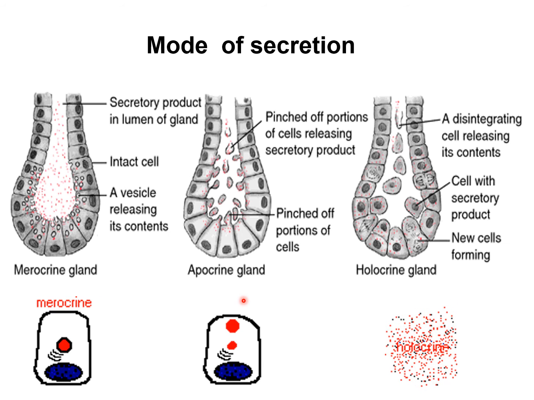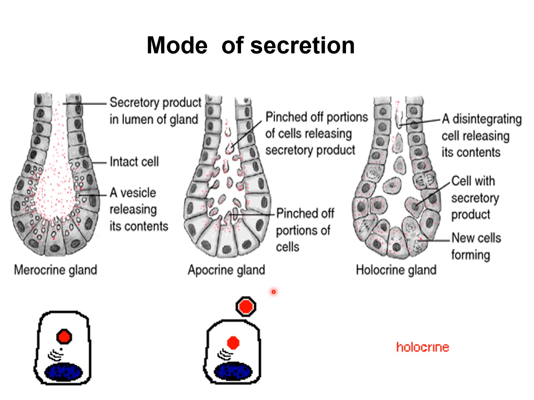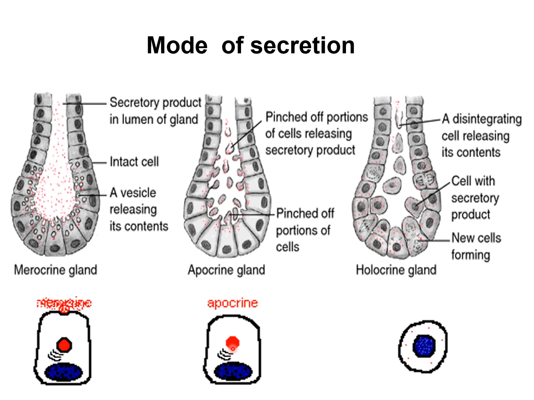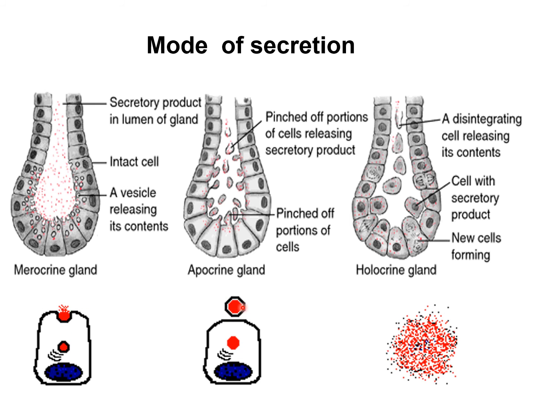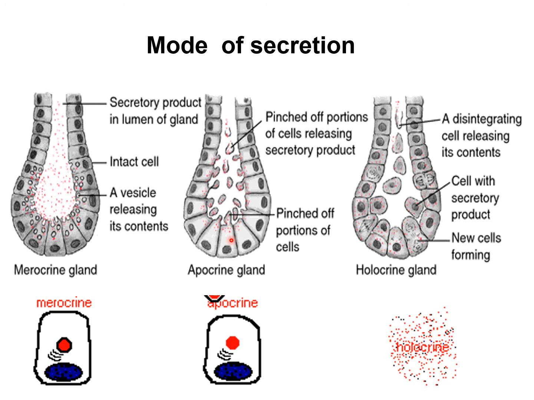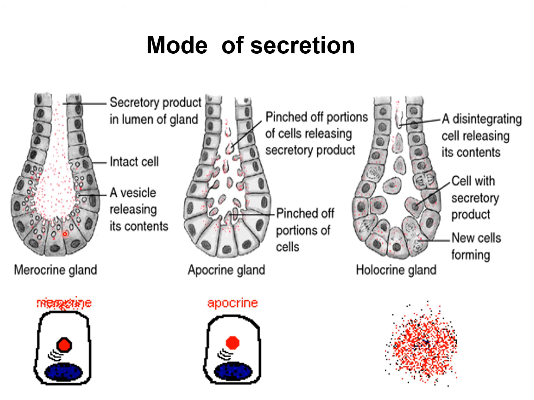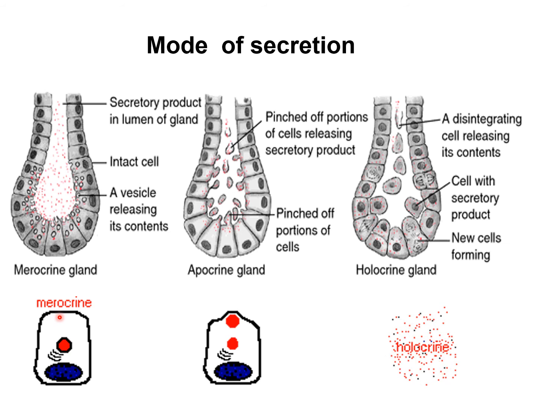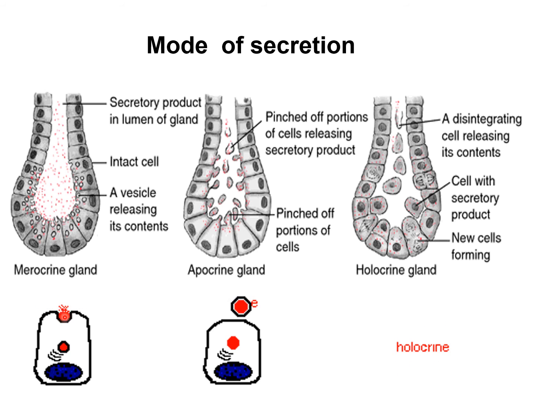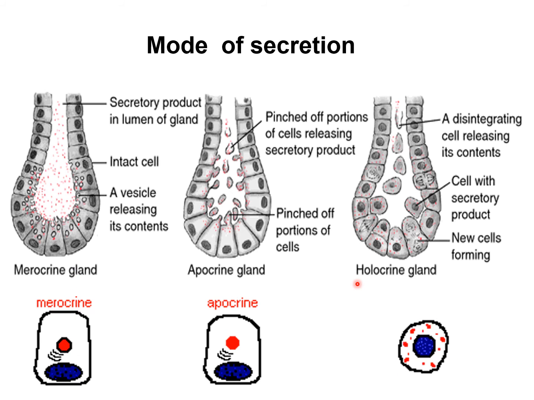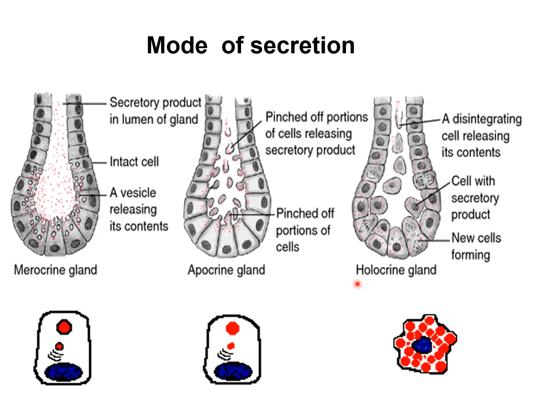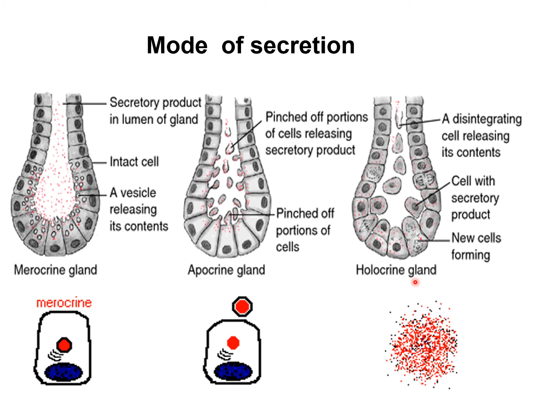In contrast, look at this, the apocrine glands. An example of this would be the mammary gland. Here the secretory vesicle pinches off with the plasma membrane into the duct. So the part of the cytoplasm is getting pinched off into the duct and then the secretion is being released. Whereas here the secretory vesicle was fusing with the plasma membrane and just the vesicle was releasing its contents into the duct.